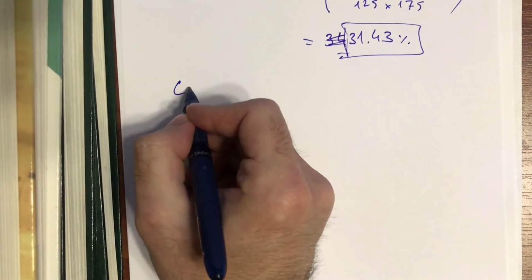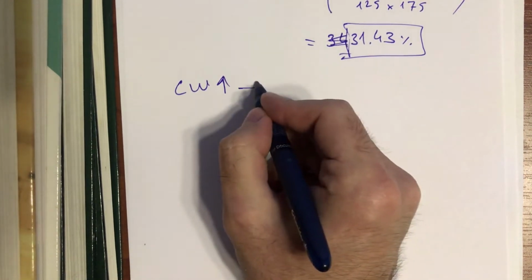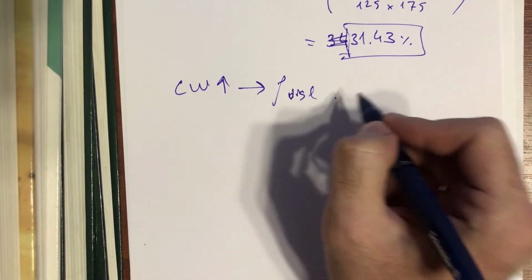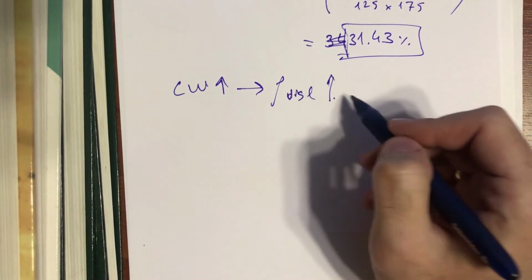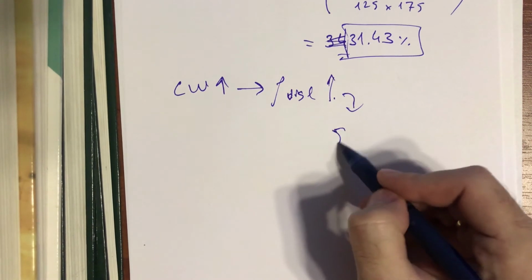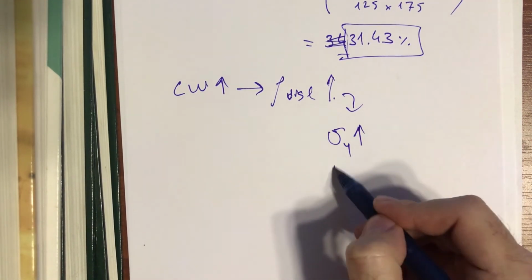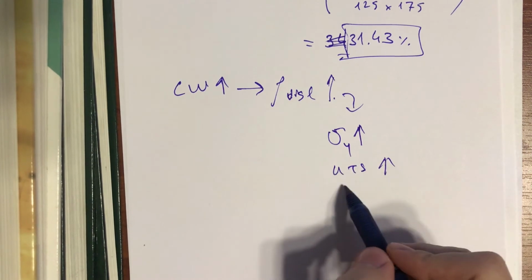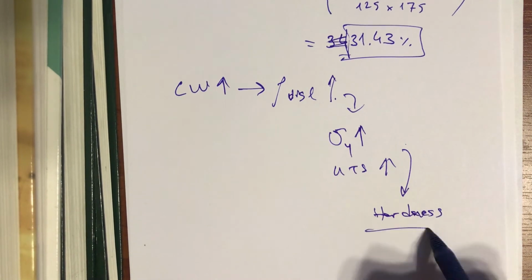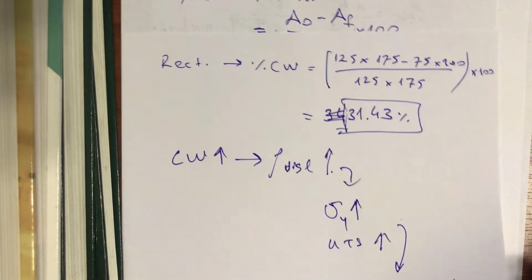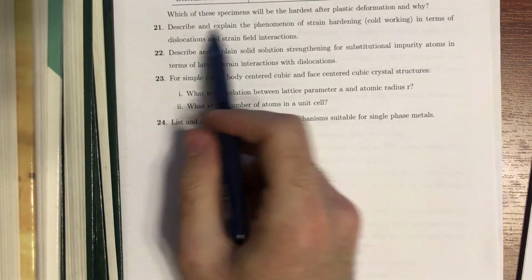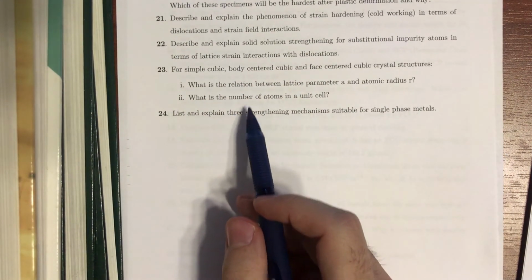If you increase the amount of cold work on something, that's going to cause an increase in the dislocation density. Dislocation density increase will mean that dislocations will be harder to move. So we expect an increase in, for example, the yield strength and the ultimate tensile strength, which in turn causes an increase in the hardness. So circular specimen will be harder than the rectangular specimen.